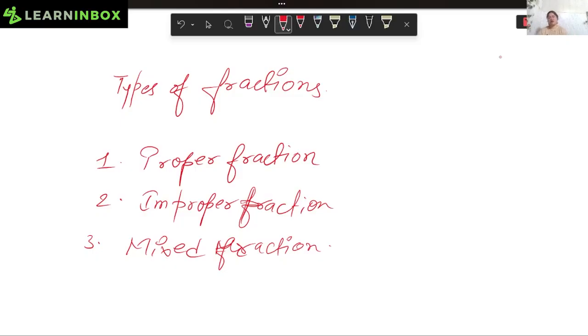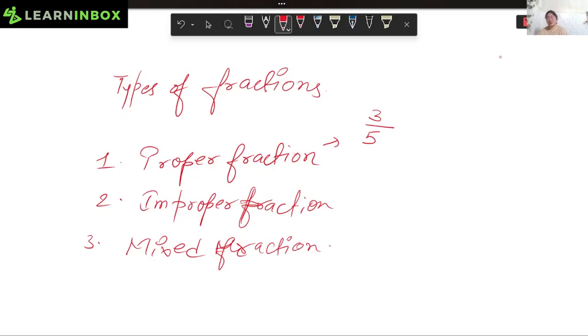So first, if we talk about proper fractions, a proper fraction is one in which the numerator is always smaller than the denominator. If I write down the fraction 3 by 5, 3 is the numerator and 5 is the denominator. The number written at the top is the numerator, and the bottom one is called the denominator.